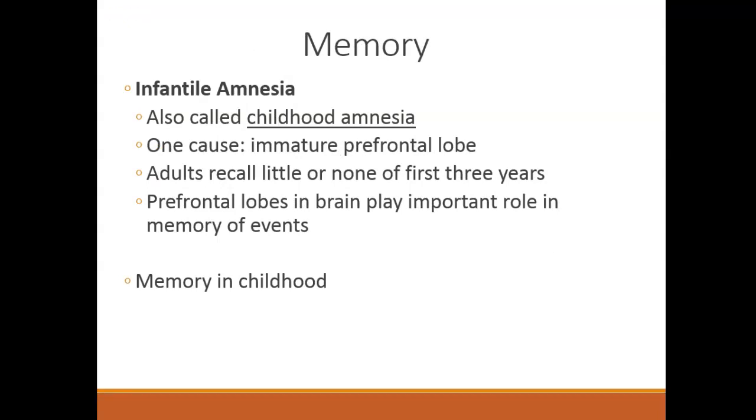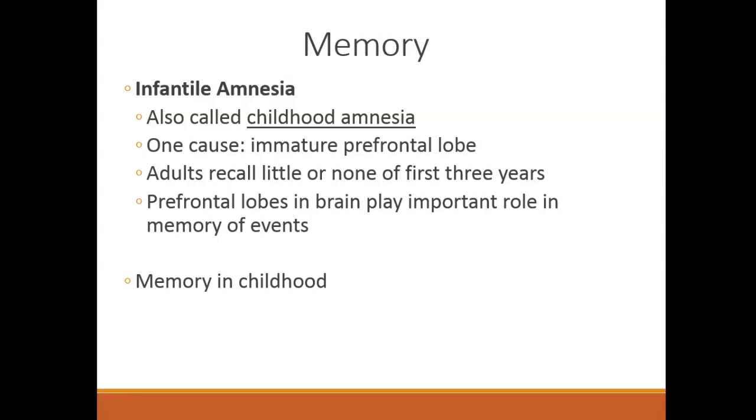In infancy, we have something called childhood amnesia or infantile amnesia. Generally, we don't recall much, if anything, from the first 3 years. One major reason for this is an immature prefrontal lobe. Our prefrontal lobe is very much involved in taking this information and processing it in a way that would transfer it to long-term memory. Before that process of the frontal lobe maturing is complete, children just kind of live in the now. And for the most part, they're not developing these conscious long-term memories. So it really plays an important role in the memory of events.